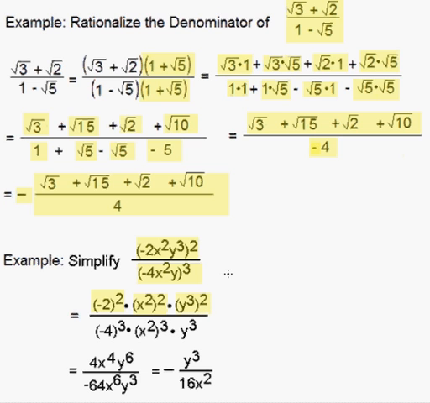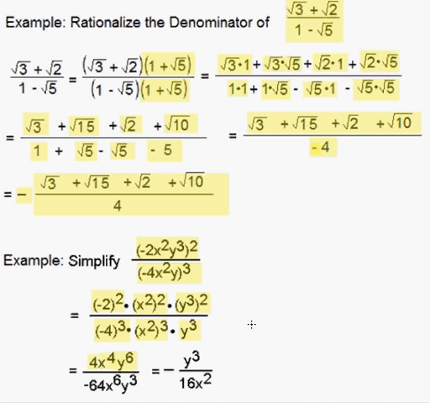In the denominator, we'll cube each of the factors. So we have negative 4 quantity cubed, x squared quantity cubed times y quantity cubed. Now, negative 2 squared is positive 4. X squared quantity squared, we raise a power to a power. We multiply the exponents of 2 times 2 to get x to the 4th. And the same with y cubed squared, we multiply exponents 3 times 2 to get y to the 6th.